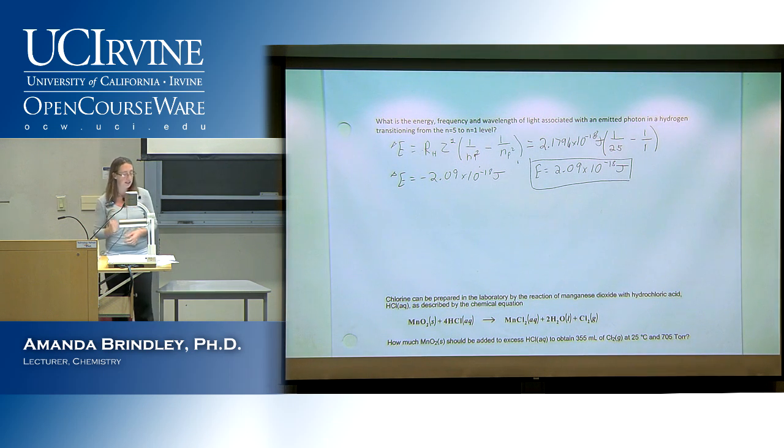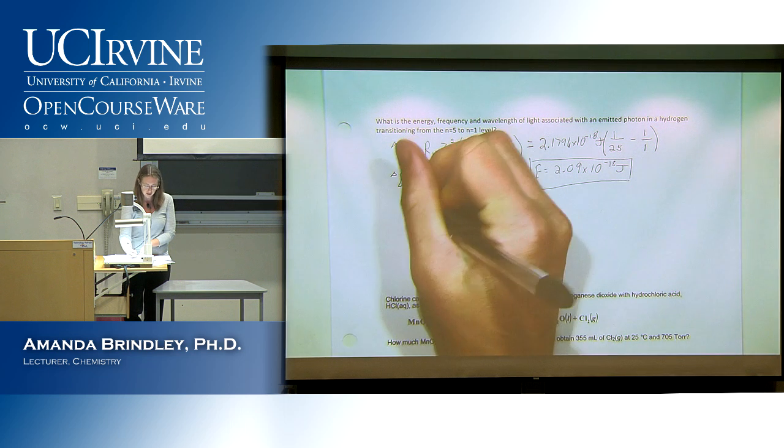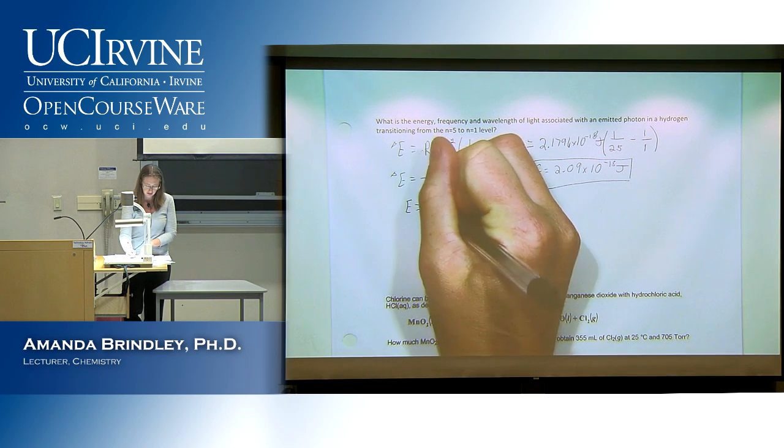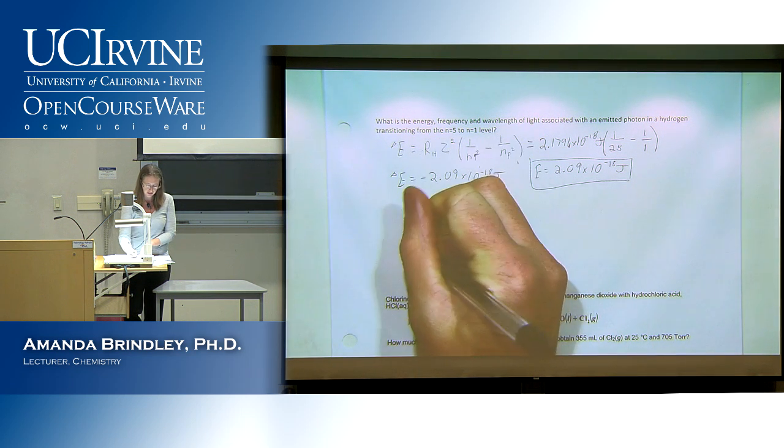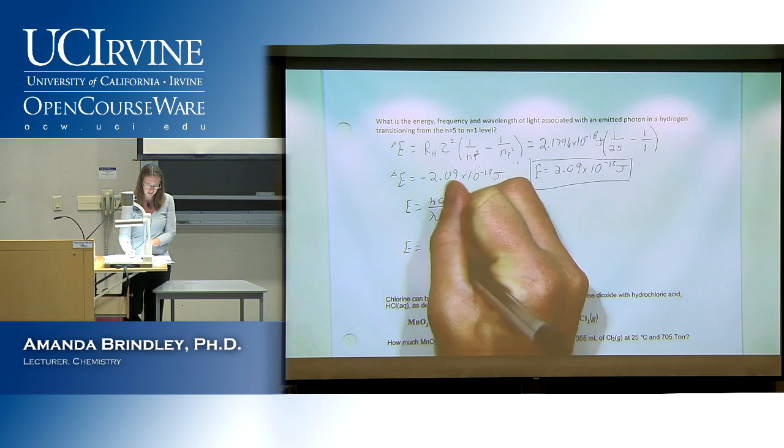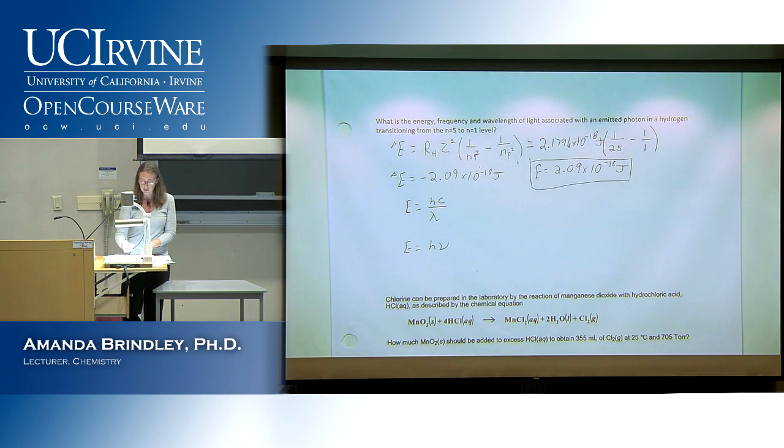Now I ask for lambda and frequency, so which equations are we going to use? Yeah, E equals hc over lambda, and E equals h nu. And in each case, solve for what we need.